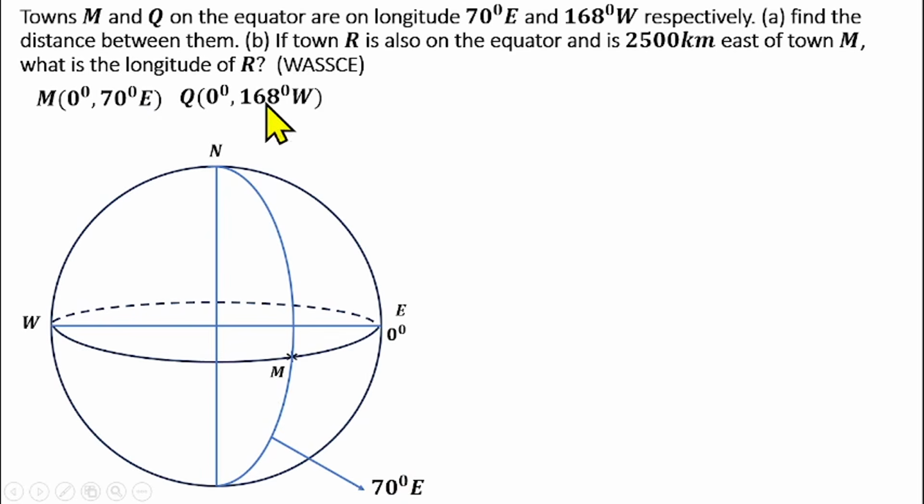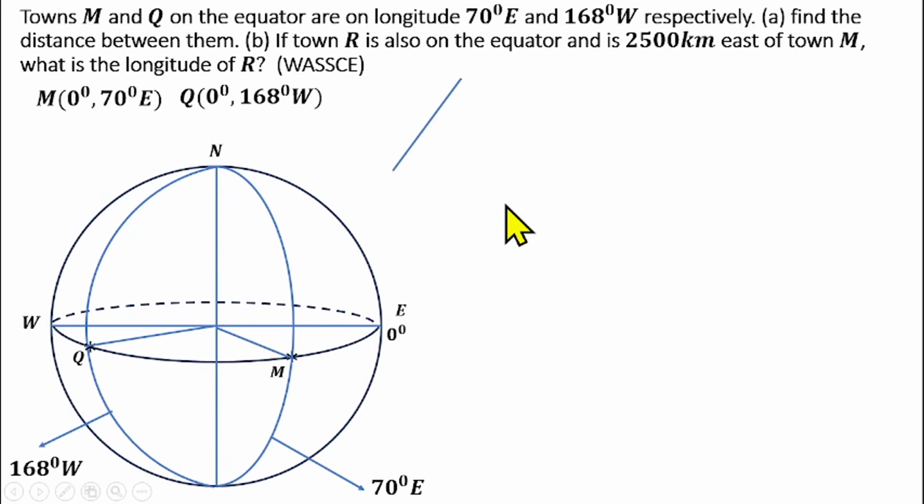Then point Q is on 168 degrees west of longitude, so I'm going to draw a longitude here, 168 degrees west. That means this point will be our point Q. Both of them are on this equator, which is a great circle, so I'm going to draw my radius from the center of the earth to that point and to this point. So this is point Q, this is point M, and the line in the middle should be the origin.